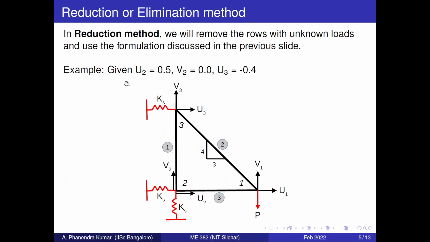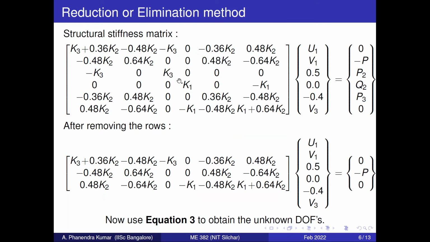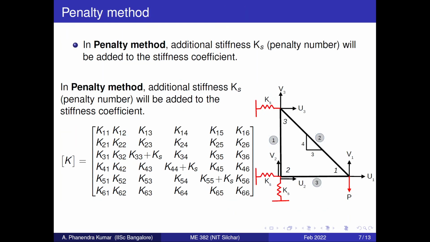So these are the two main methods. One is reduction or elimination method. The elimination method we will use only when the degrees of freedom are 0. Reduction we will use when we have unknown degrees of freedom. Mostly we will use the reduction method rather than the penalty method.